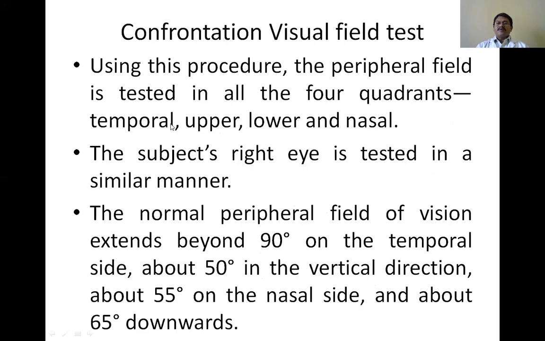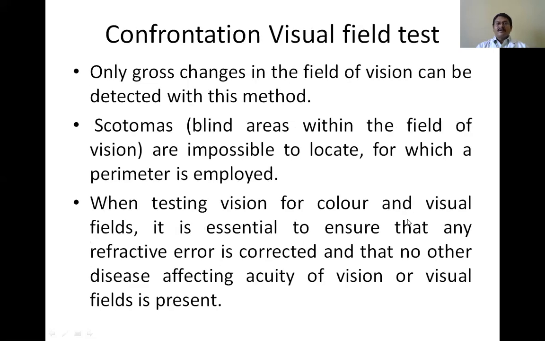Using this procedure, the peripheral field is tested in all four quadrants: temporal, upper, nasal, and lower. The other eye is then tested in a similar manner. Normally, the peripheral field of vision extends beyond 90 degrees on the temporal side, 50 in the upper, 55 on the nasal, and 65 downwards.